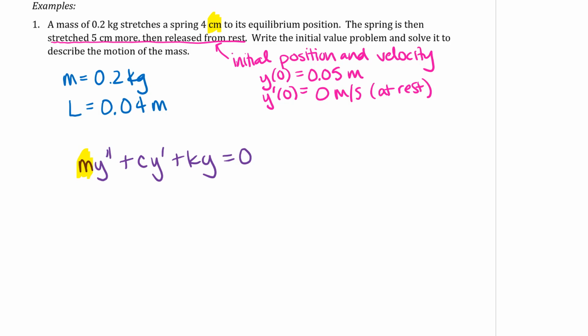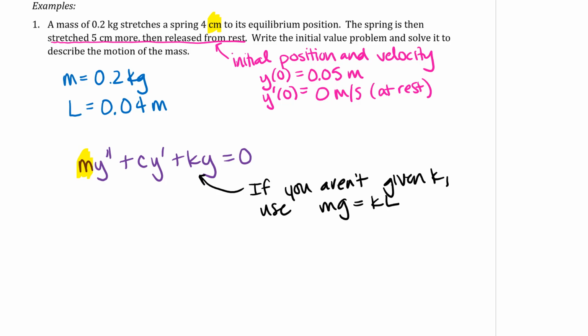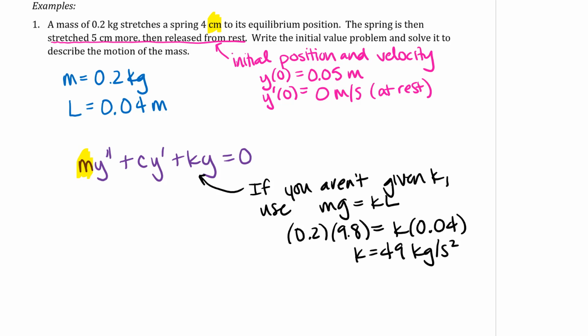Some problems actually give you the spring constant. If they don't give you that spring constant, then you'll need to find it. You're going to use mg equals kL to find that k value. And so we have our m, we know g, 9.8 meters per second squared, we need to find k, and we have L. So if they don't give you k, they should give you enough information to find it, and that's how you're going to find it. Okay, so this is my value of k, so I now have that.